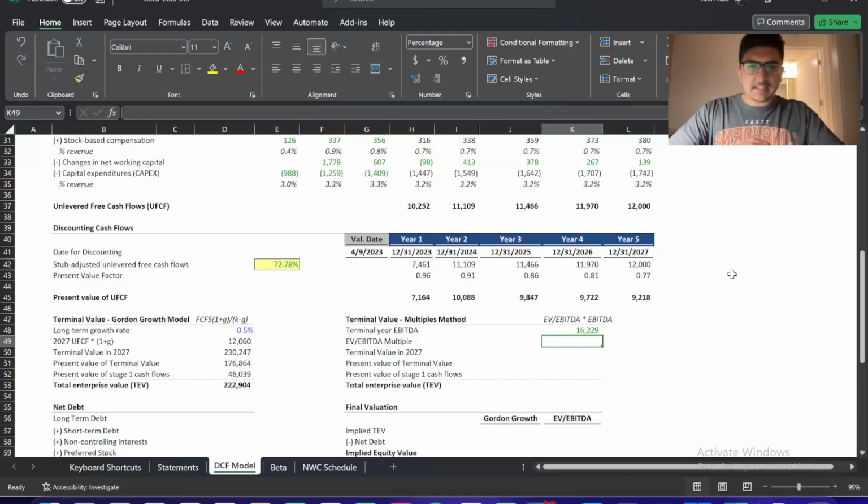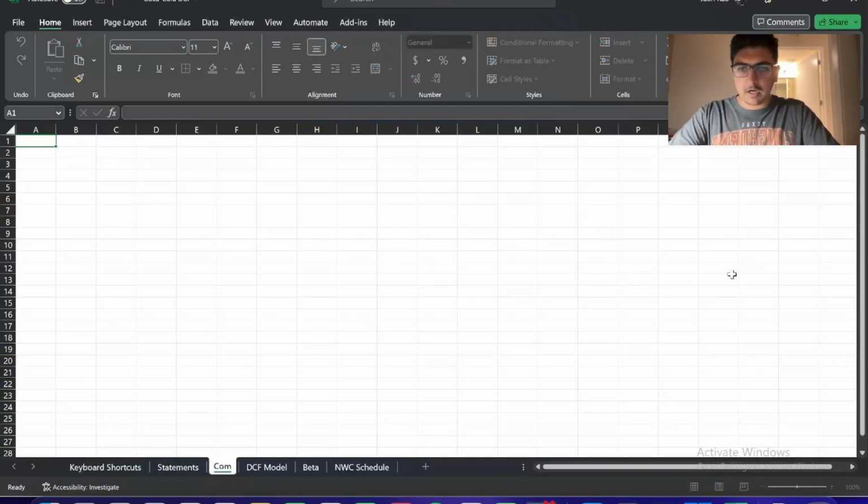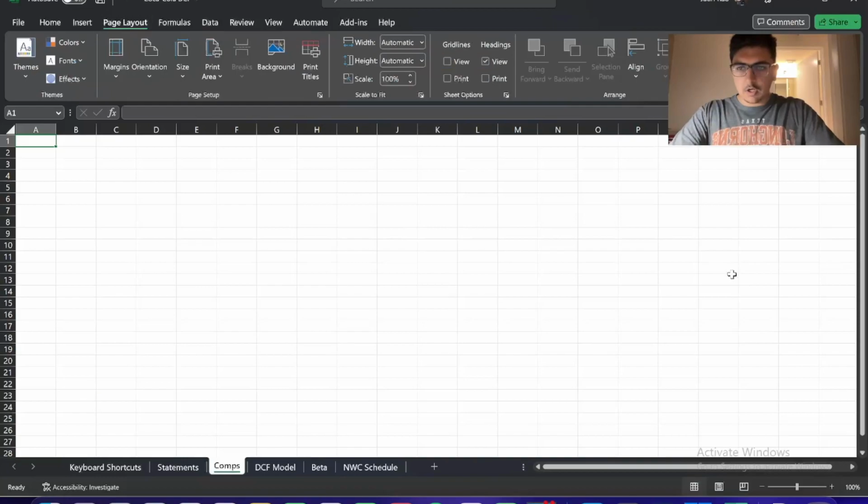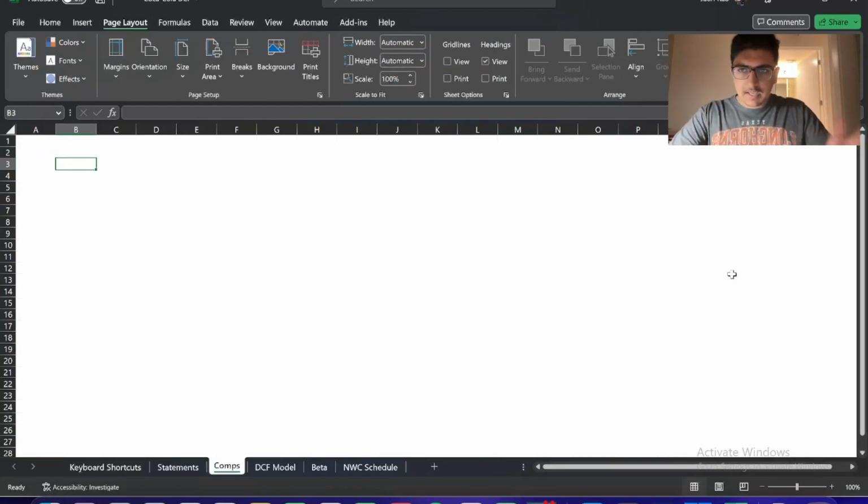Now we need to get the EV to EBITDA multiple. This is a little bit complicated. It's actually not too complicated, but we're going to need FactSet for this. So what I want to do is open up a new sheet and call it comps. Alt PVG. And now we have to ID our comps first.